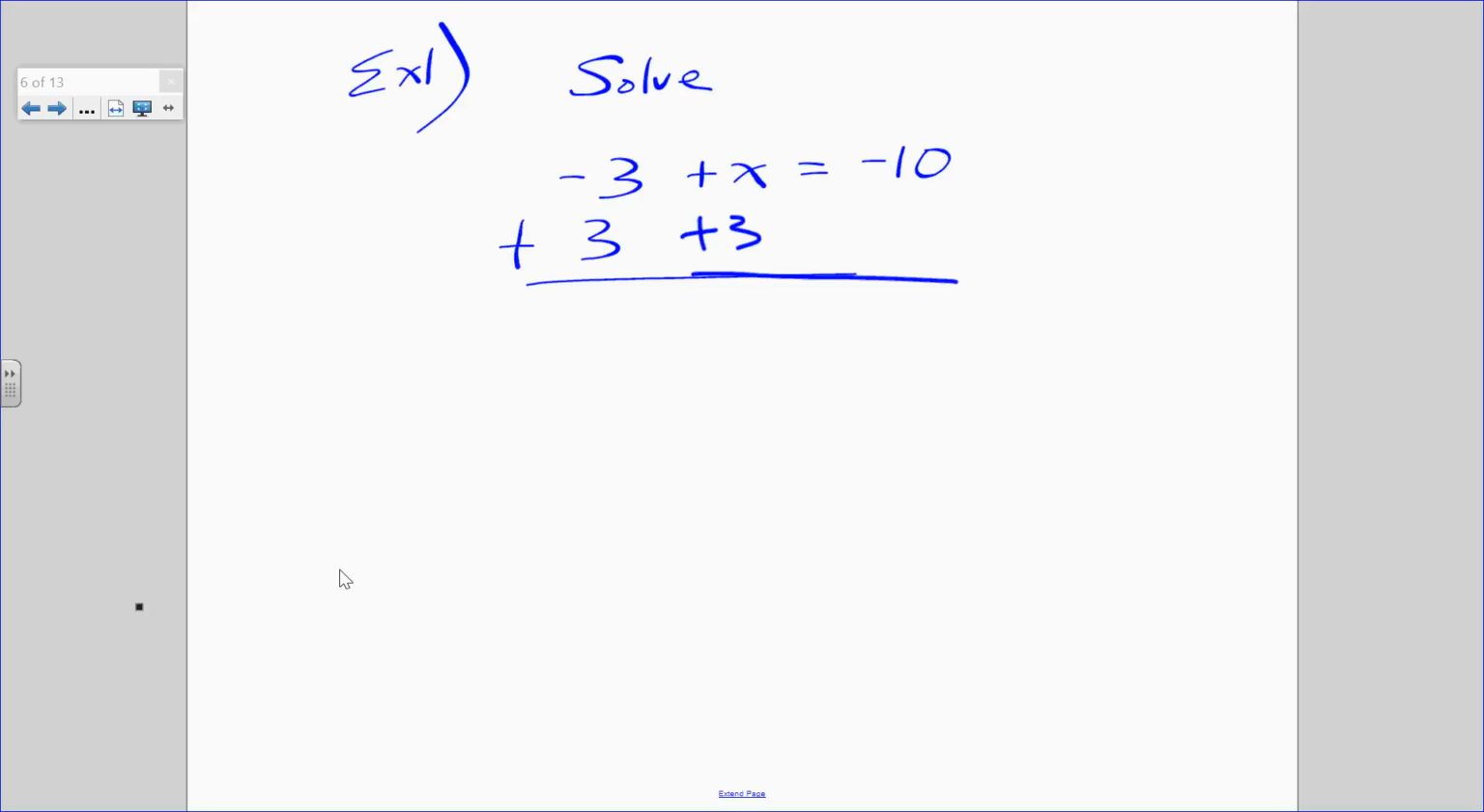So I'm going to add the 3 over here, and bring down the equal sign. Always bring down your equal sign. So I have x, -3 plus 3 is 0, 0 plus x is just x, and then I've got a -7. This is our solution.